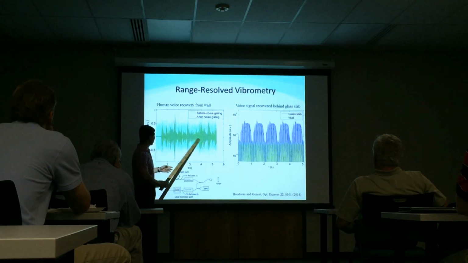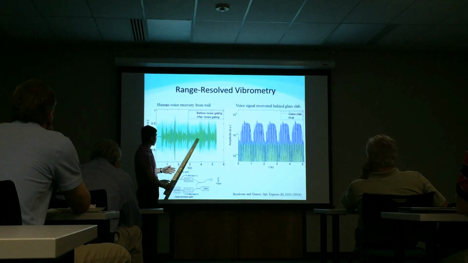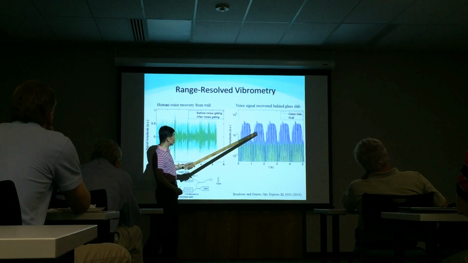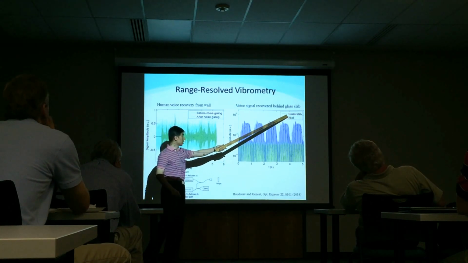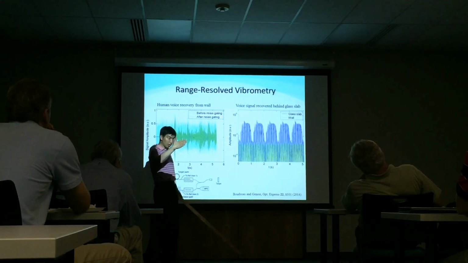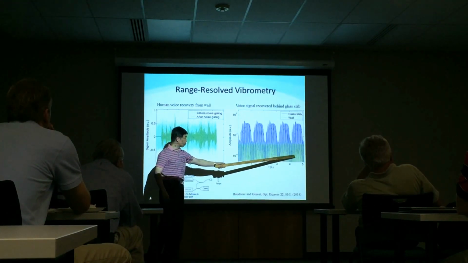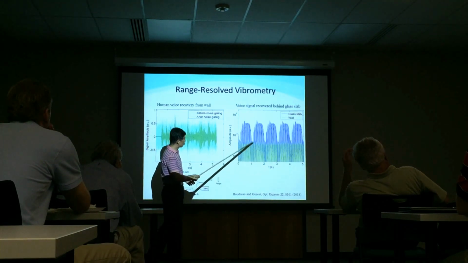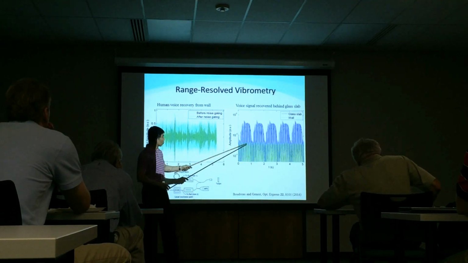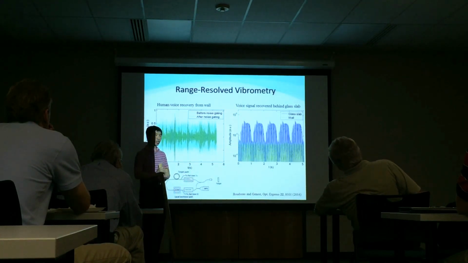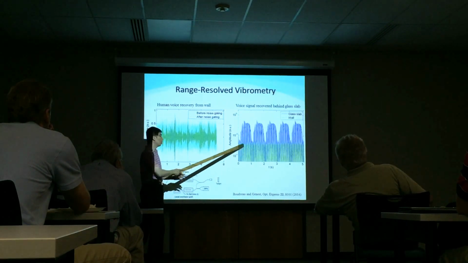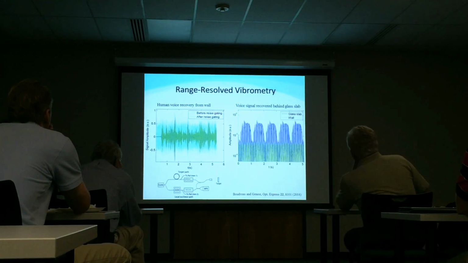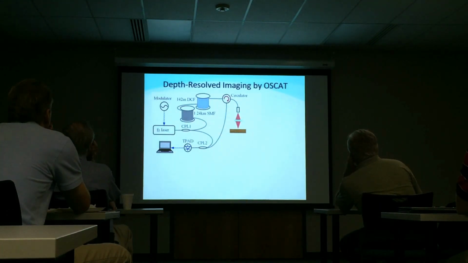Here I just copied their recovered voice signal. You see the blue one is the signal reflected from the glass that's sitting in front of the wall. The green one is the recovered voice from the wall. And you see these two signals, the glass reflected signal is way bigger than the voice signal, but they can still discriminate between the two and pick out the one we want.